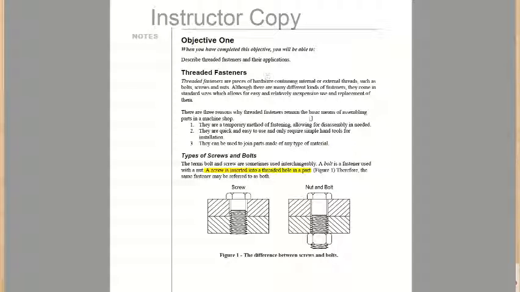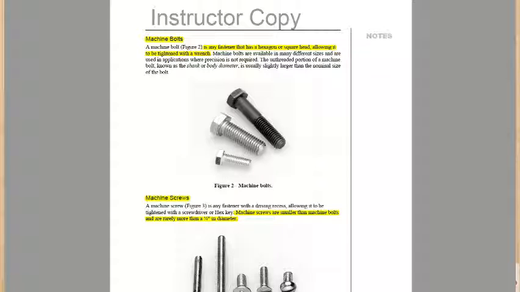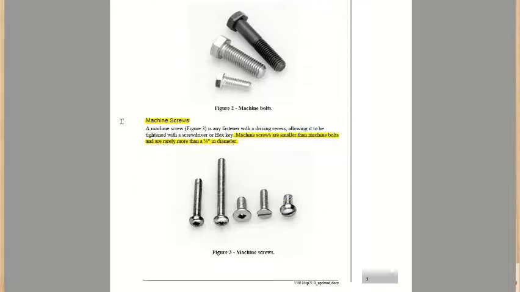So this describes what threaded fasteners are. The callouts we're going to be looking at for our drawings are for screws. A screw is inserted into a threaded hole in a part. Machine bolts, a fastener that has a hexagon or square head, allowing it to be tightened with a wrench. Machine screws are smaller than machine bolts, rarely more than 1/4 inch in diameter, and they have a driving recess on the head.